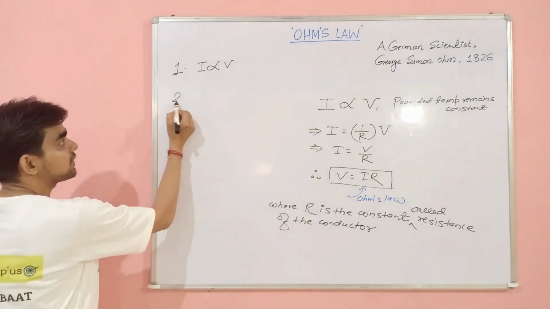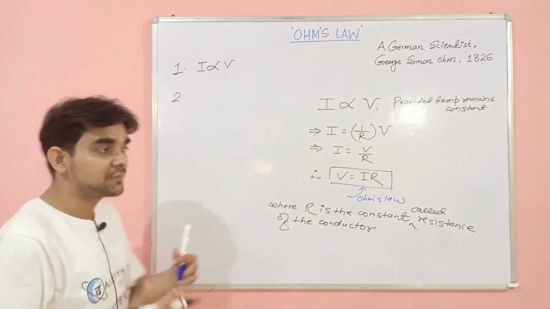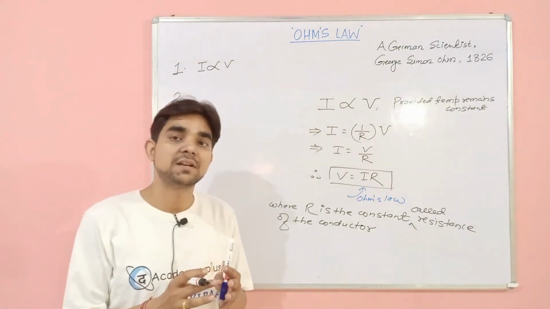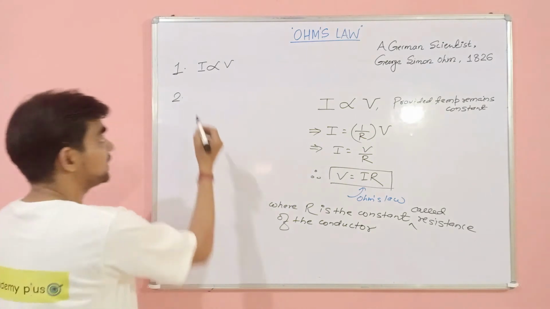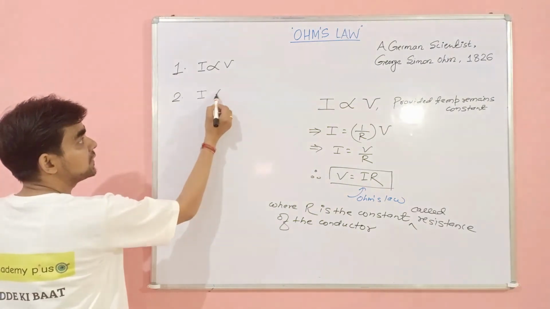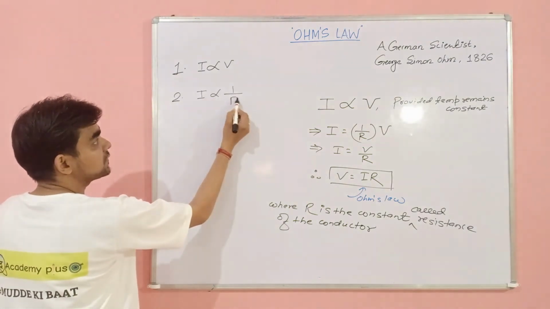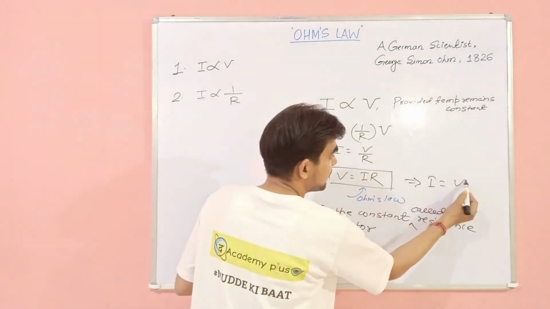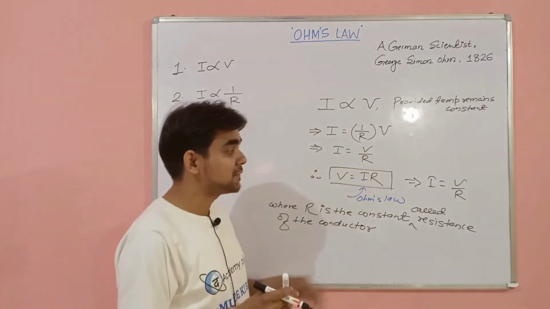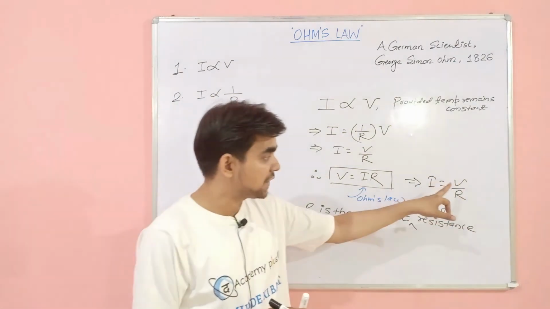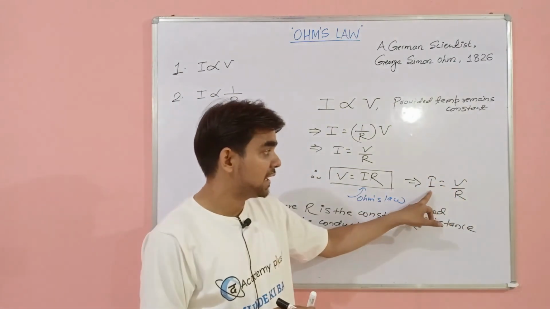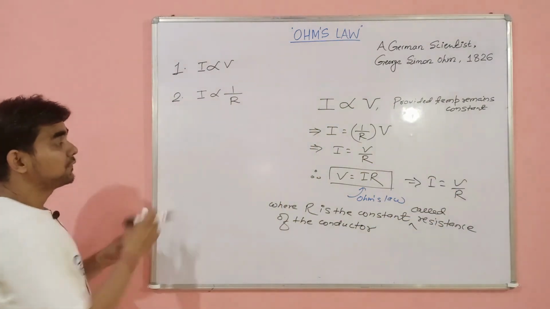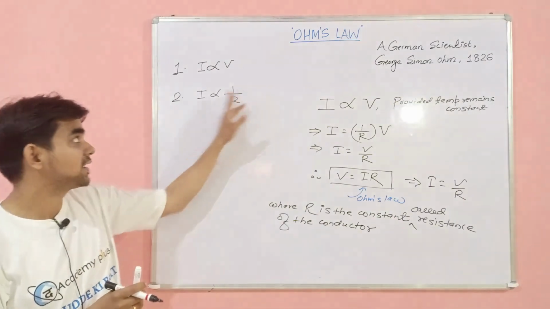Now, the second important conclusion which we can have is that if the potential difference across the conductor is kept constant, then the current will be inversely proportional to R. See, here I equals V by R. V is the potential difference, and if this potential difference is kept constant, then I will be reciprocal to R, right? So here when the resistance gets doubled, current gets halved.